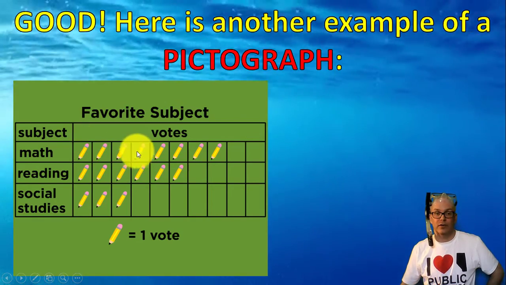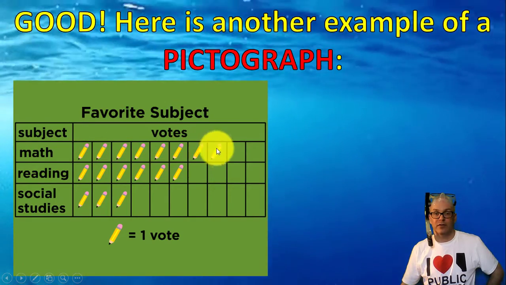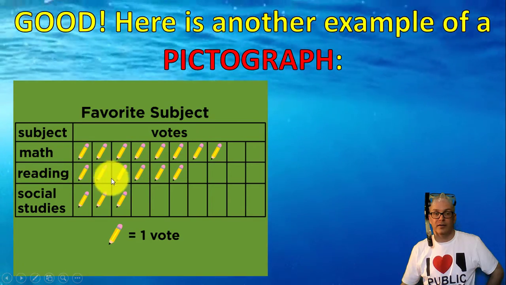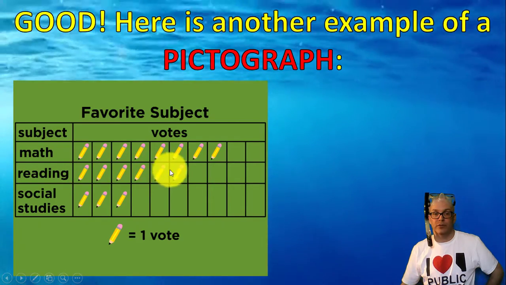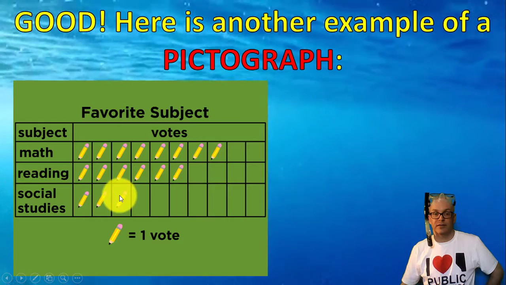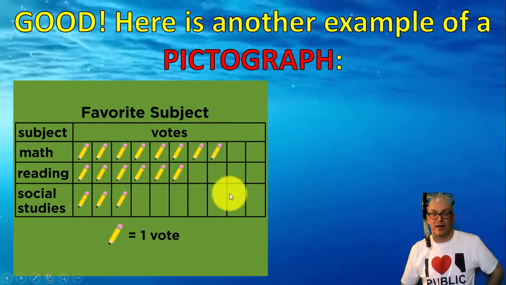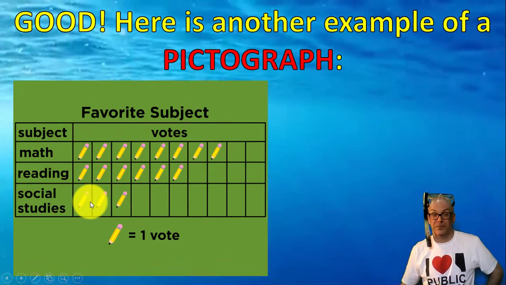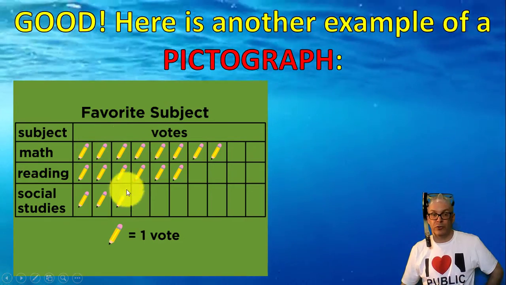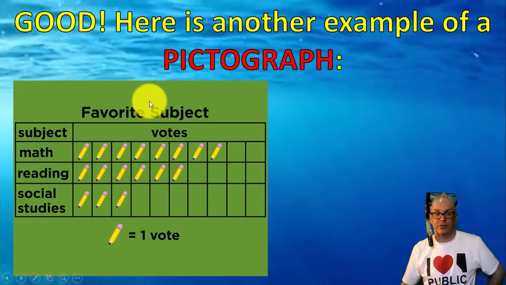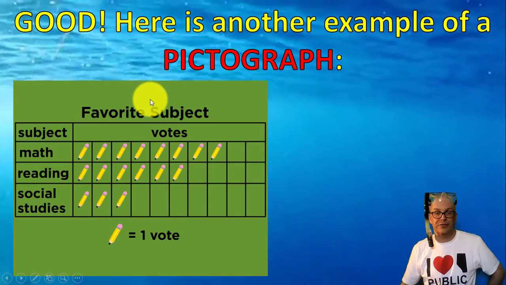1, 2, 3, 4, 5, 6, 7, 8, 9, 10, 11, 12, 13, 14, 15, 16, 17. So this survey asked 17 people. And you can see how many people chose each thing as their favorite subject. Easy, right?